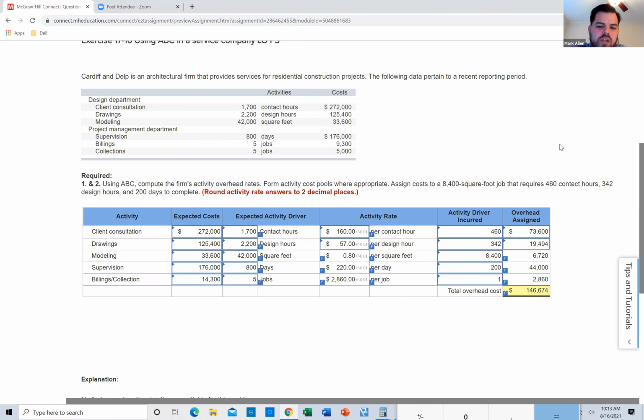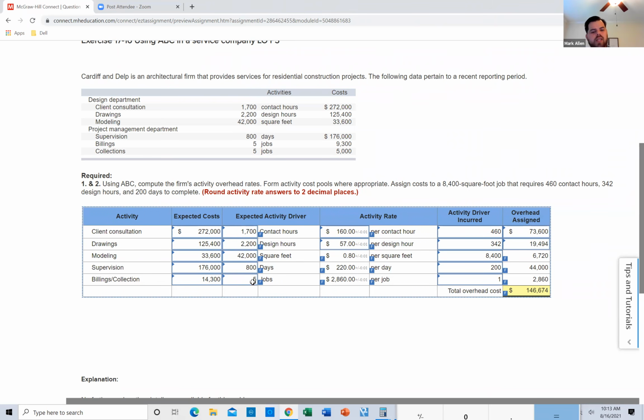We've got $272,000 in expected cost for consultation, $125,400 for drawings, $33,600 for square feet, and that's our modeling costs. And you can see all these numbers right here are just getting pulled from this column right here. 176 for supervision, and then billing and collection got lumped together for this company. So this is just the sum of these two. 9,300 plus 5,000. That's 14,300. Our contact hours, 1,700, 2,200, 42,800. All those pull straight in.